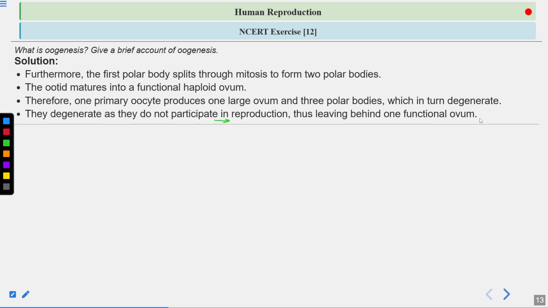So oogenesis can be divided into three phases. In the first phase, oogonia are formed. In the second phase, from the oogonia, the primary oocyte is formed. And in the third phase, the primary oocyte completes its meiosis 1 division to form the secondary oocyte and first polar body. And then meiosis 2 occurs in the secondary oocyte to form a large ovum and the second polar body.